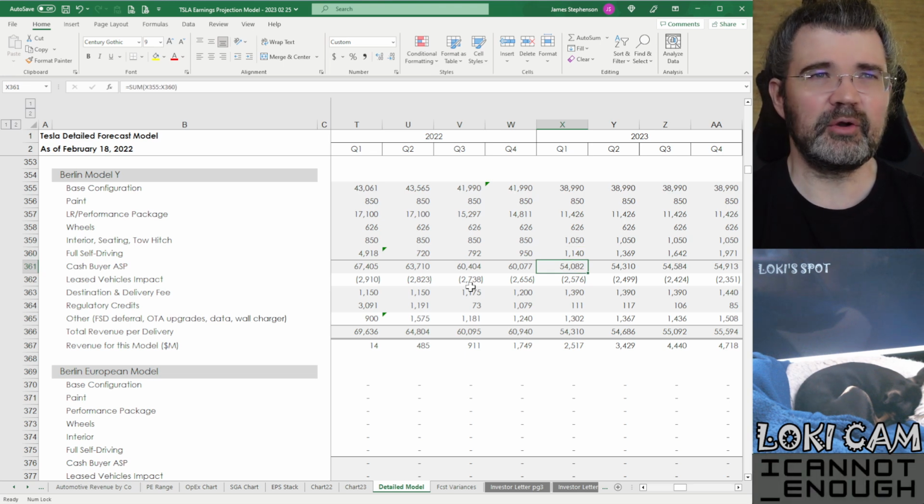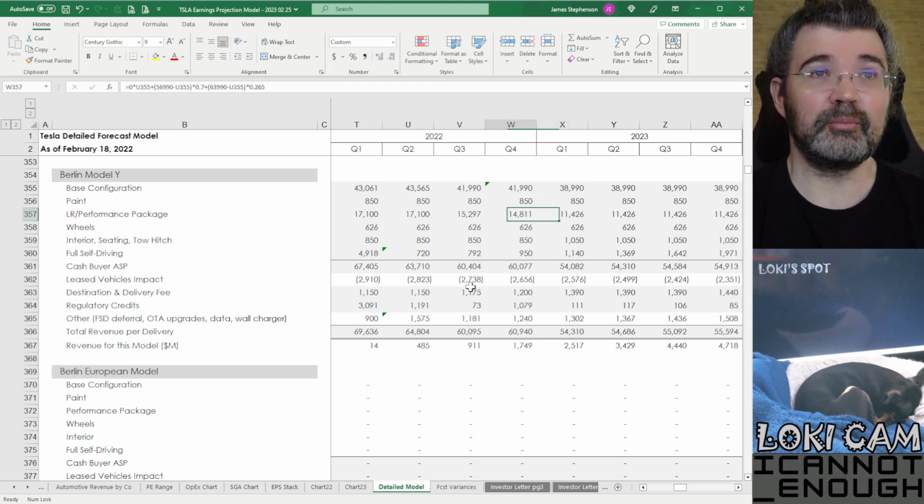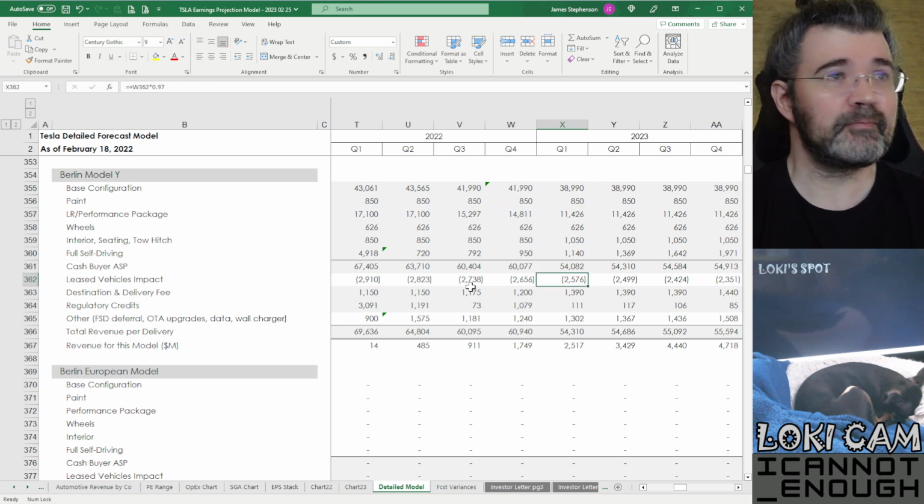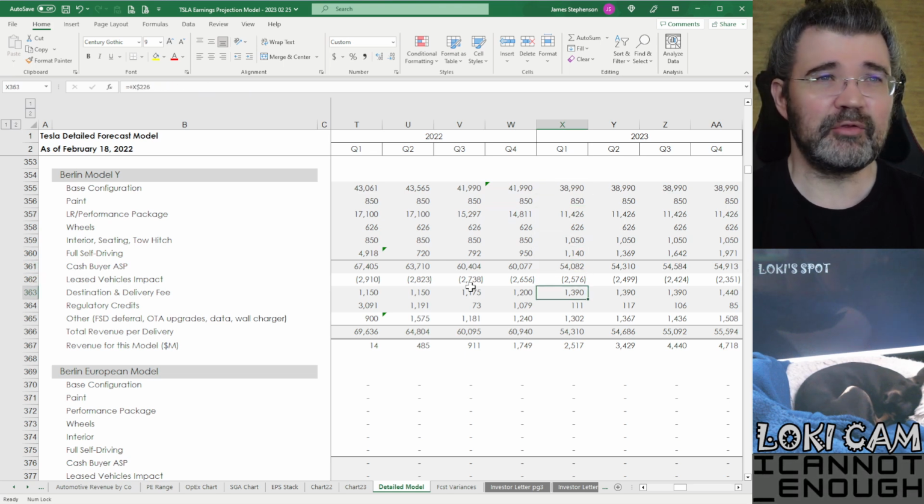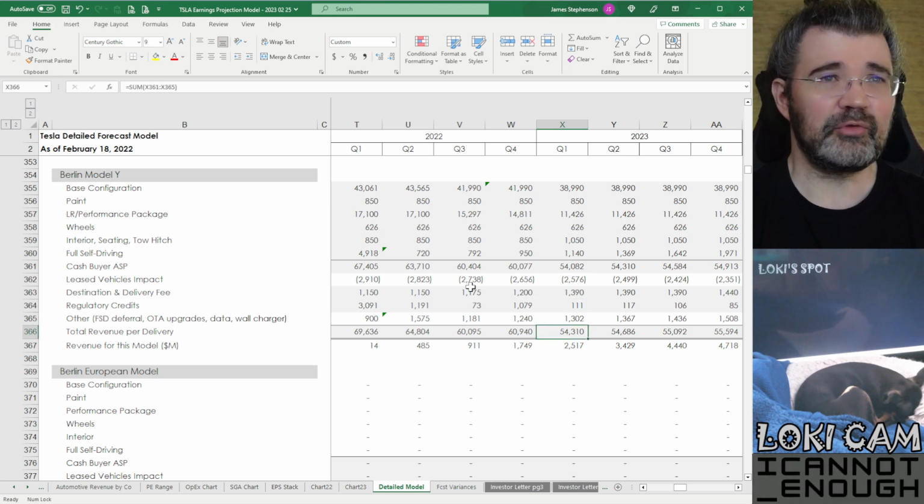Then we've got the total cash buyer ASP. It's a lot lower than it was a quarter ago, $6,000 down, based on the base config and the LR prices coming down for the Berlin Model Y. Lease vehicles impact about the same. Destination and delivery fees, same.